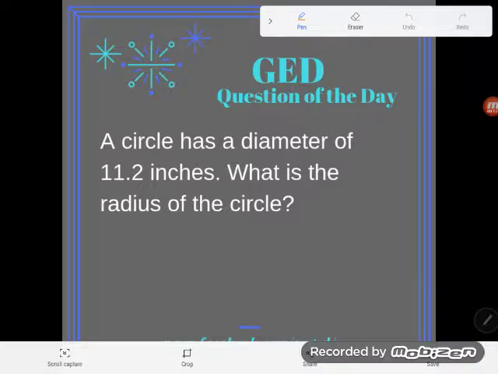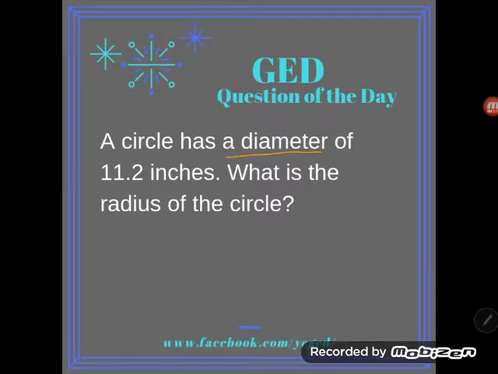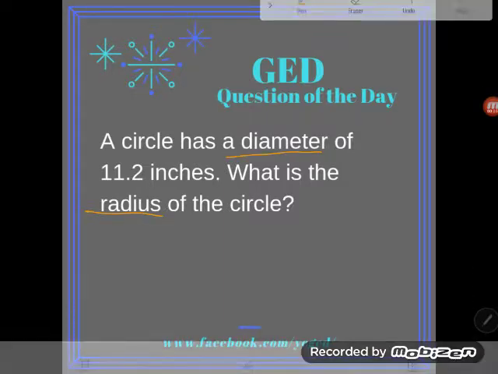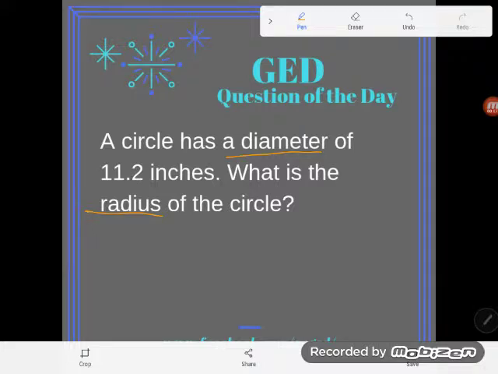Let's take a look. It says a circle has a diameter of 11.2 inches. What is the radius of the circle? Now, most times you're doing circle problems on the GED, you're going to have the formula sheet available to you, but this is an exception to the rule. The relationship between diameter and radius is not on the formula sheet. It's just something you need to know with your math common sense. And it does come up as part of many GED style problems. So let's take a look.